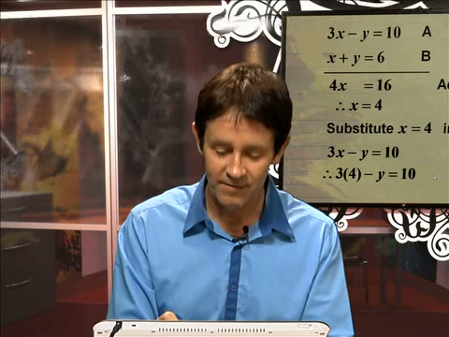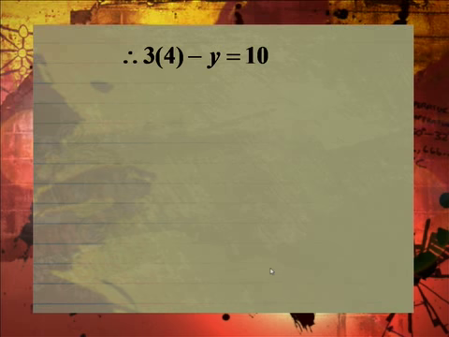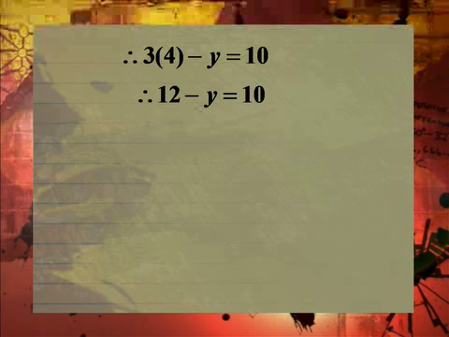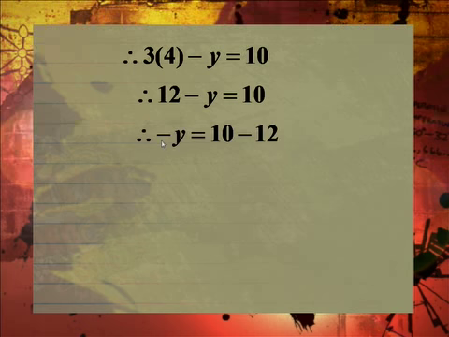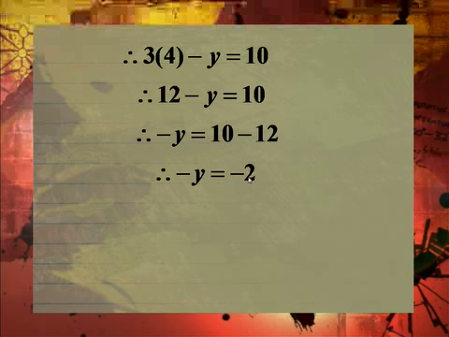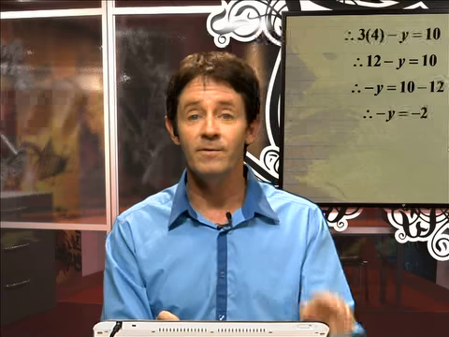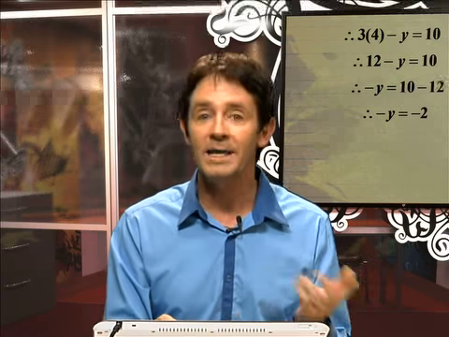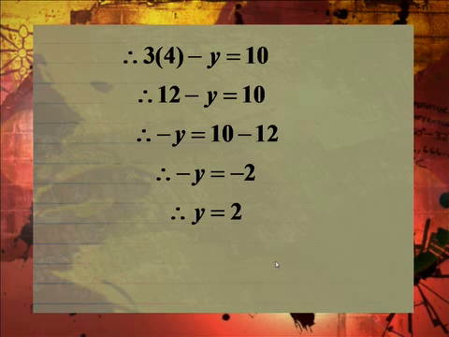Check it out. Well, 3 times 4 is 12, minus y is 10. Be a little bit careful here. If you subtract 12 from both sides, if you bring the 12 across, it becomes 10 minus 12. Be careful, you've still got negative y. And then 10 minus 12 is negative 2. And if you've got 2 negatives on both sides, if you divide by negative 1, y equals 2. And there you go. You've actually solved for x and y.